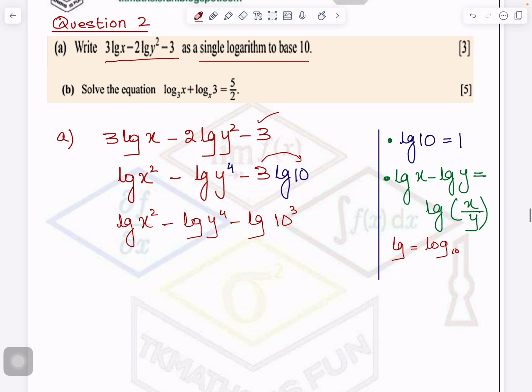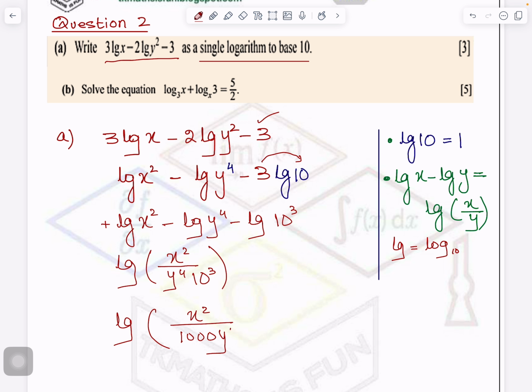This will come here as a power law. Now all the terms are with LG base 10. So I can do log. This is plus only, right? So x square divided by y power 4 divided by 10 power 3, which means LG x square divided by 1000 y power 4. This is how you will change this question into single logarithm.